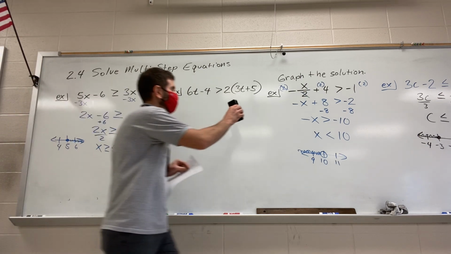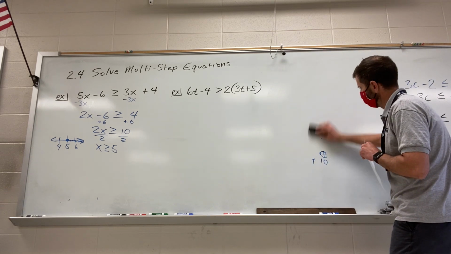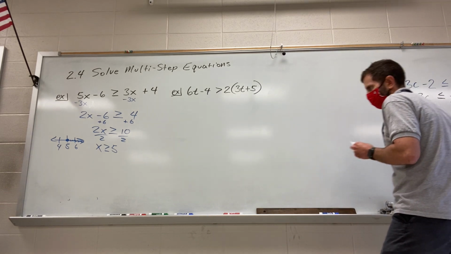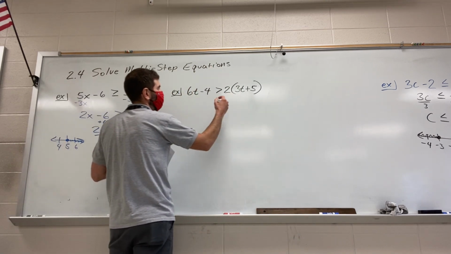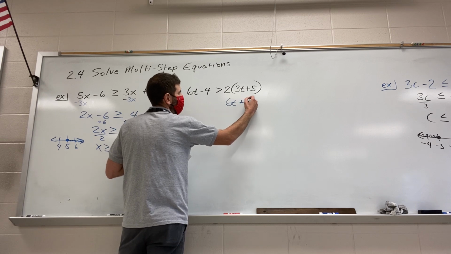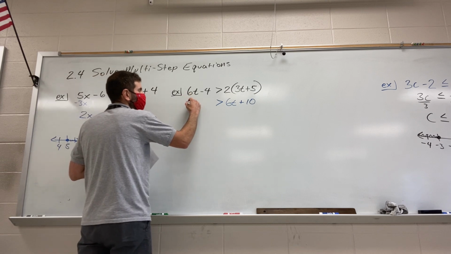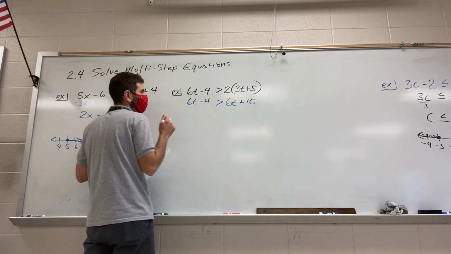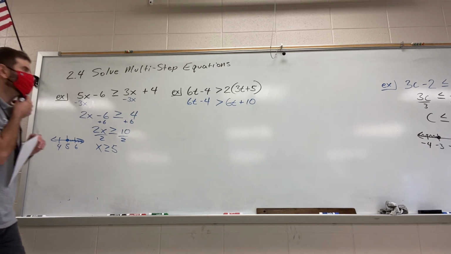What would you suggest we try first? Distribute. I'm with you on that. Distribute. 6t plus 10. 6t minus 4. We've got t's on both sides. We should probably try to get those together, shouldn't we? Yeah. What happens when we do that?